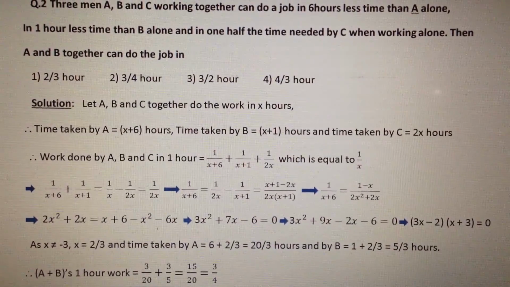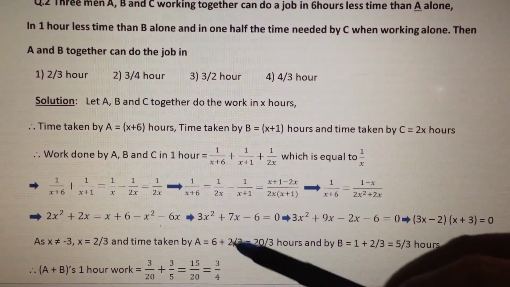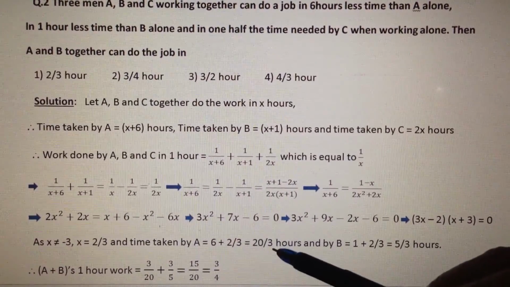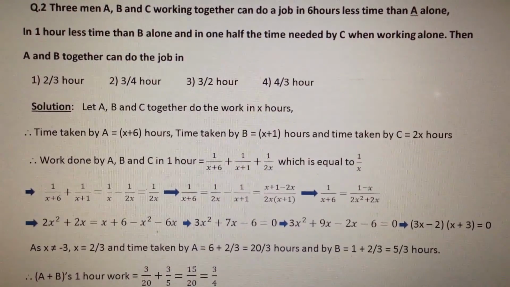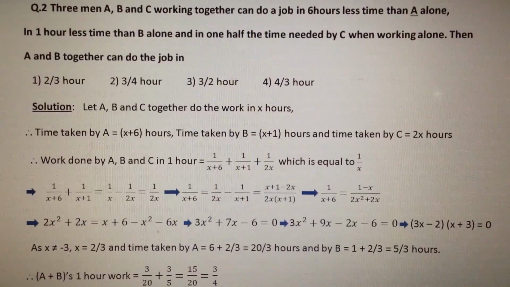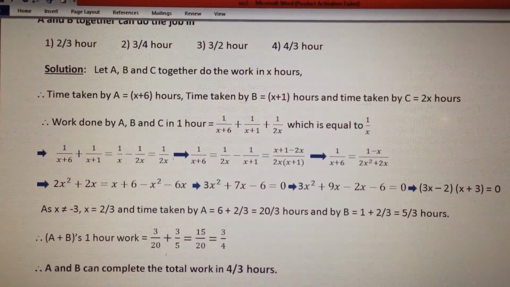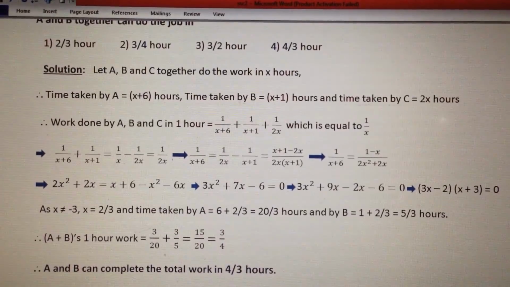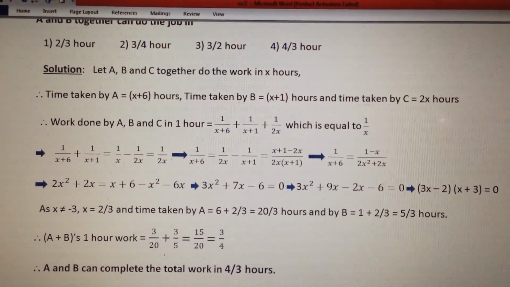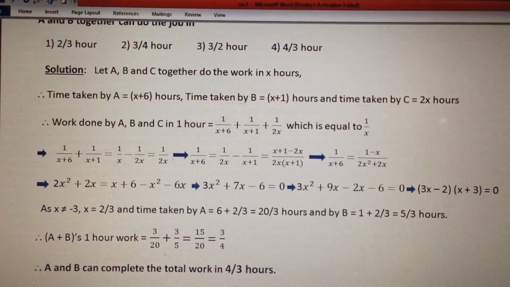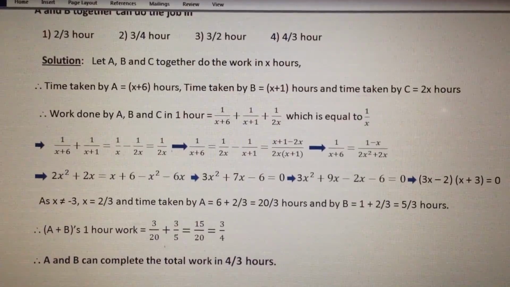Now time taken by A is equal to x plus 6, that is 6 plus 2 by 3, that is 20 by 3 hours. And B is equal to 1 plus 2 by 3 is equal to 5 by 3 hours. Now A and B's work in 1 hour is equal to 3 by 20 plus 3 by 5, which is equal to 3 by 4. Now A and B can complete the total work in 4 by 3 hours.